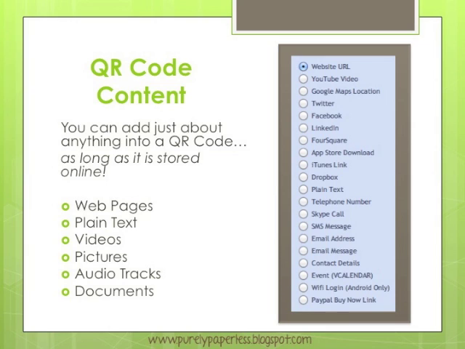So, what can you add into a QR code? You can add just about anything as long as it is stored somewhere online. So, I've added a screenshot from qrstuff.com, and you can see in this list you can add just about anything. Web pages, plain text, videos, pictures, audio tracks, documents, anything that you've created online and you can find a sharing URL for can be added into a QR code.